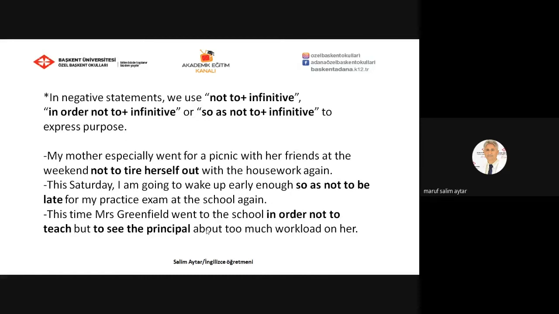In negative statements, this time we use not to plus infinitive or in order not to plus infinitive or so as not to plus infinitive to express purpose. Here are the examples for them.